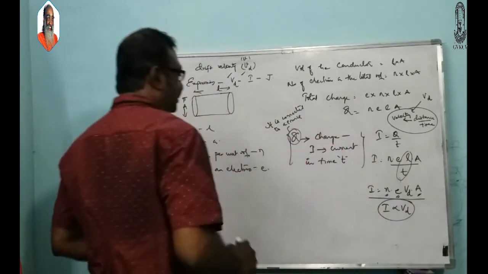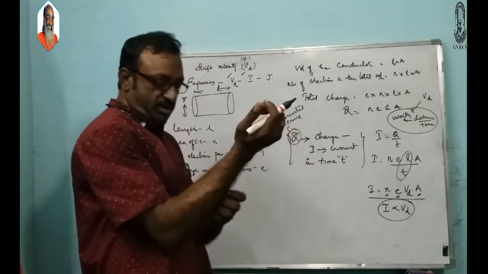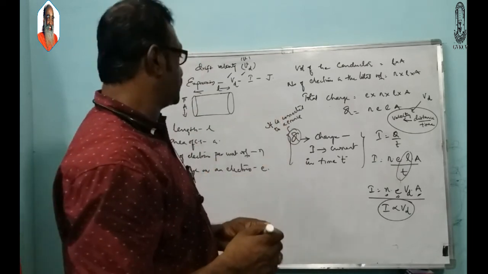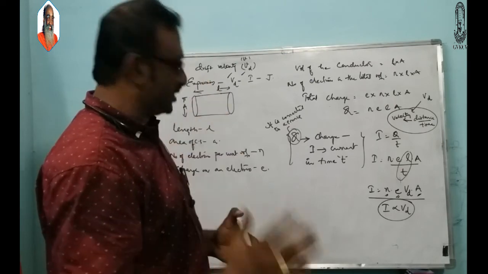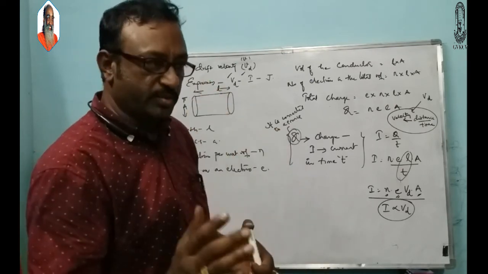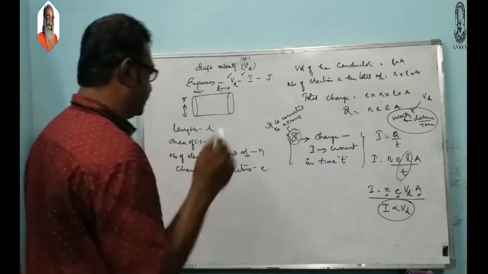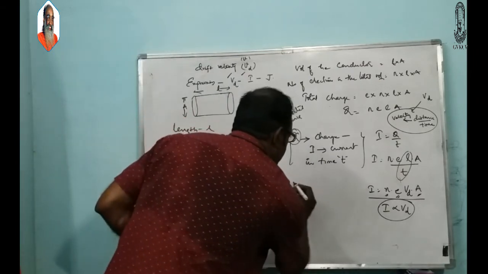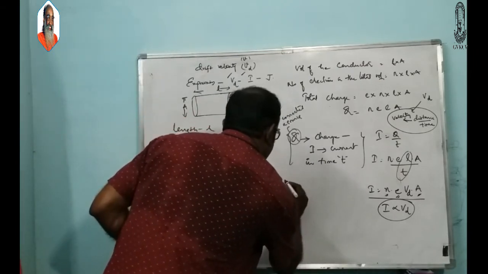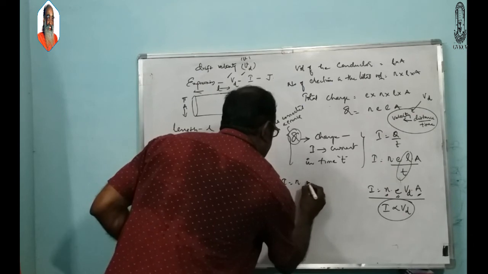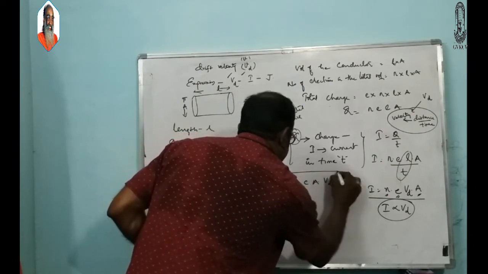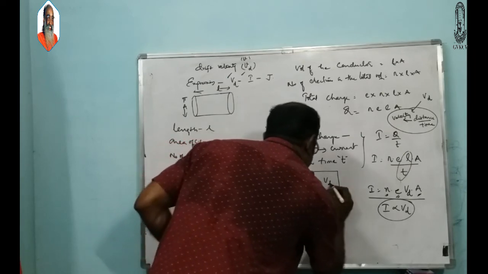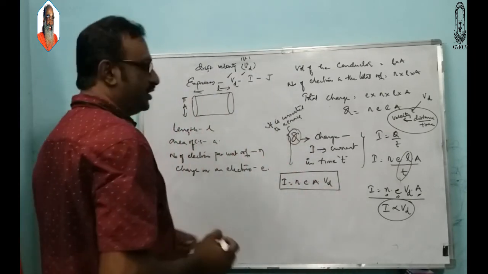Keep this in your mind. It helps us in our numerical calculations or new applications. So the current in a conductor is directly proportional to the drift velocity. Now here we got I is equal to N, E, A, Vd. Just remember the formula in this form: I is equal to NEAVd.